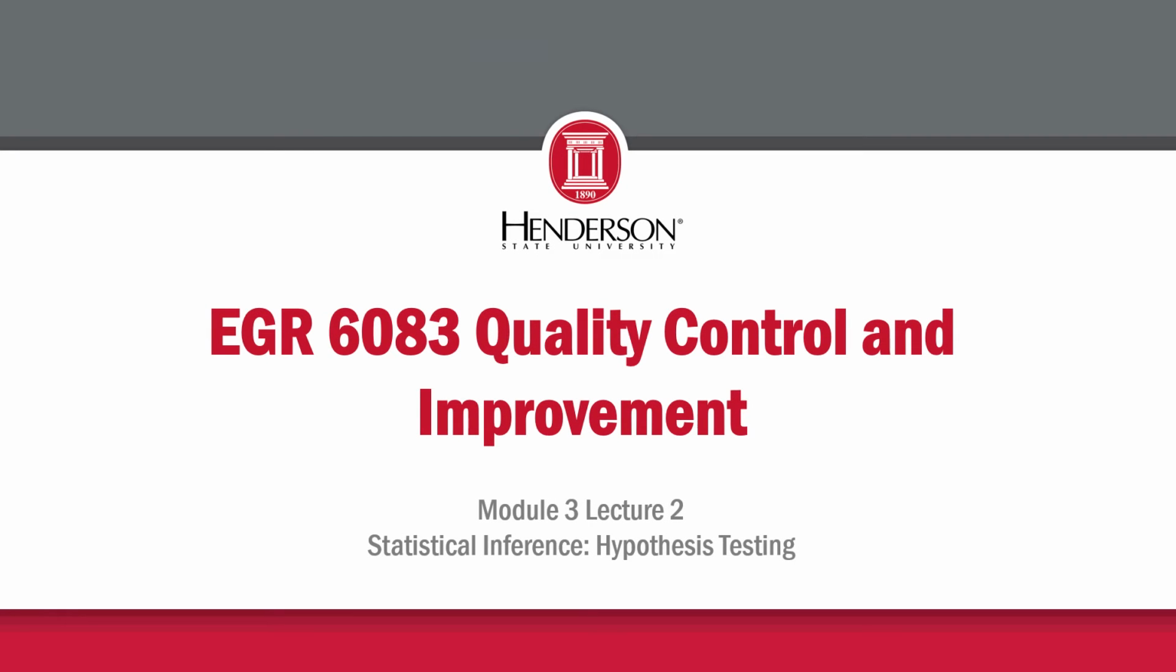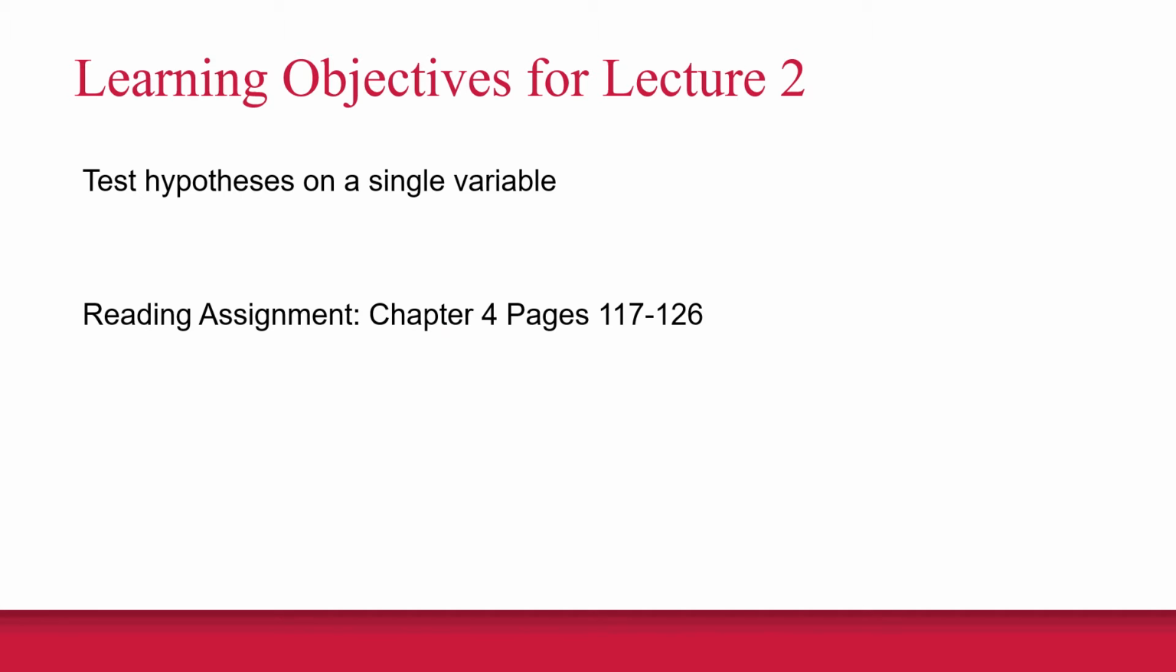Quality Control and Improvement, Module 3, Lecture 2, Statistical Inference, Hypothesis Testing. Learning objectives for Lecture 2 are to test hypotheses on a single variable. Reading assignment is Chapter 4, pages 117 to 126.